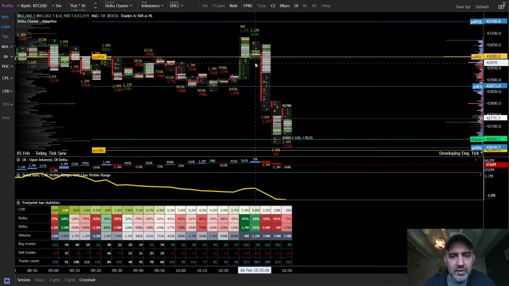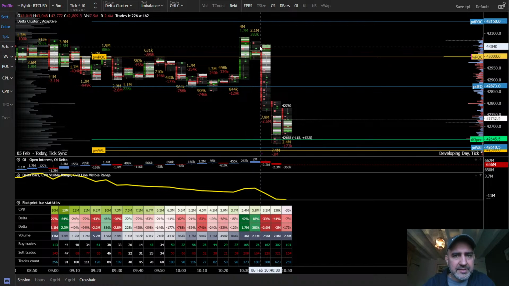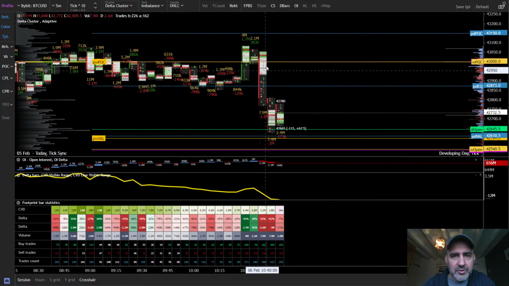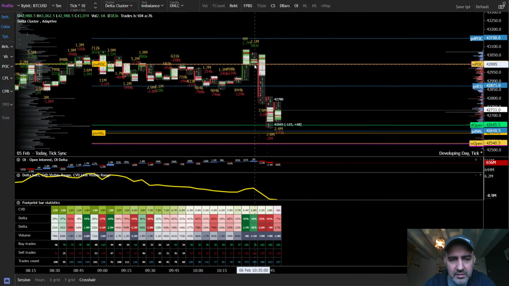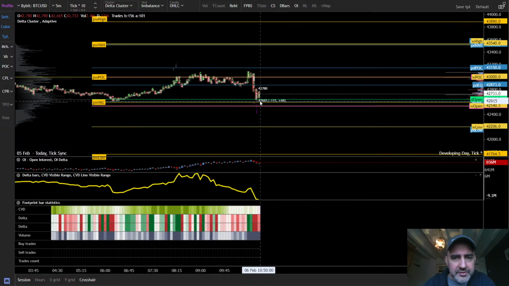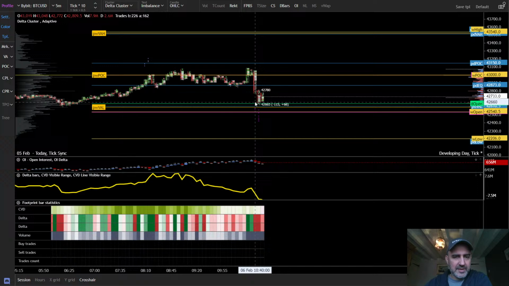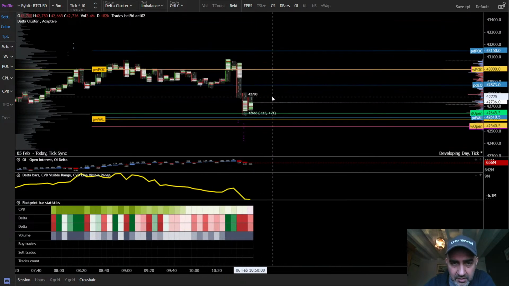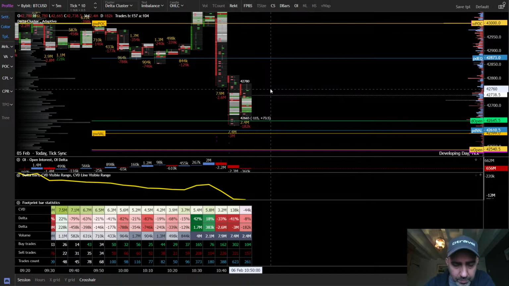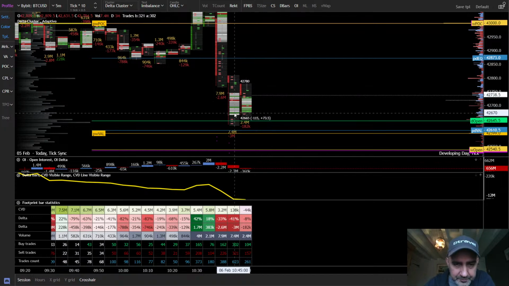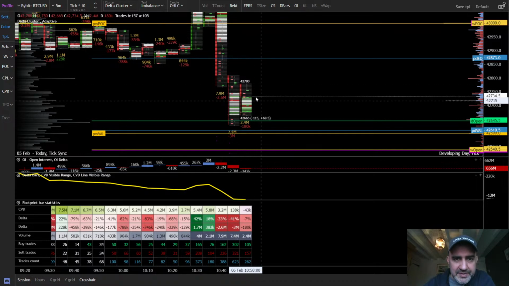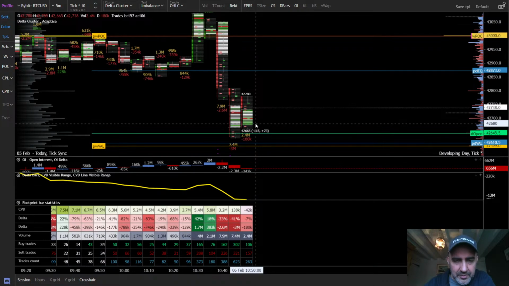No, that's a short. There was some longing in the high, but that was a short because the price went down and the OI went up. Someone shorted that. So we're seeing some really bullish CVD right now. These are shorts taking profit just in that drop.